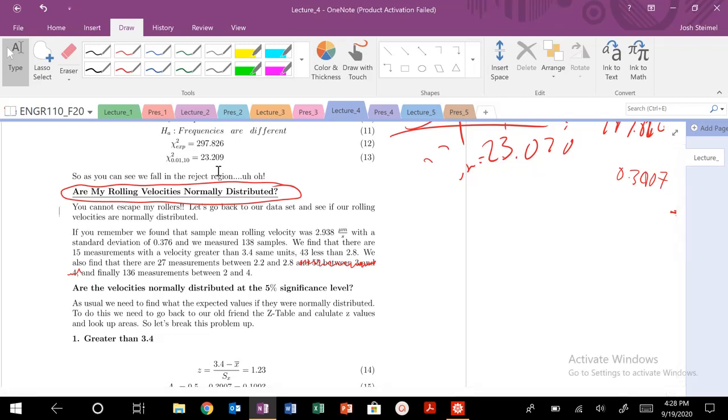But now we're going to answer the question, does my data set fit some type of distribution? It could be a normal distribution, it could be an exponential distribution, it could be a Poisson distribution, a Weibull distribution, whatever you're dealing with.